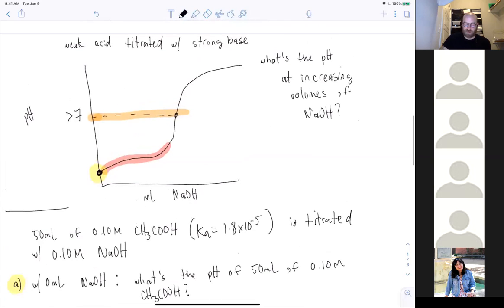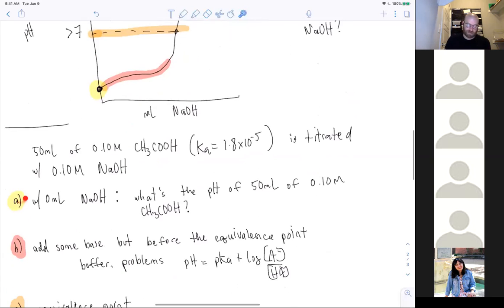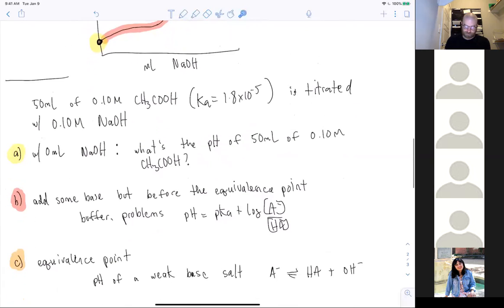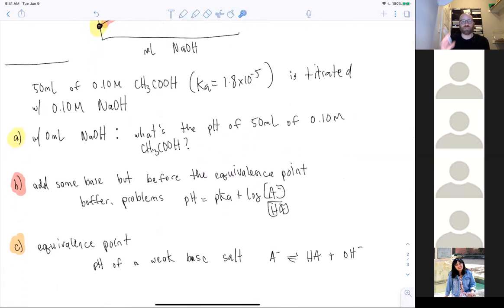All I was trying to point out up here is the pH at increasing volumes of sodium hydroxide, that's the general question. I was giving some examples of what the volumes could be, and then I accidentally used the same lettering system down here. So the equivalence point is not necessarily 50 milliliters. We have to figure out what that is.